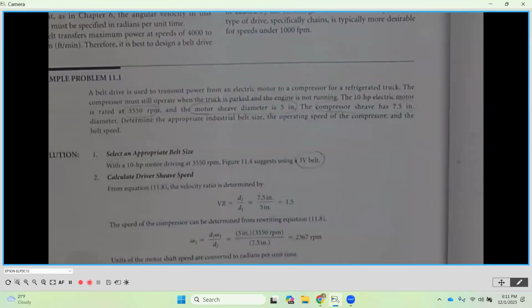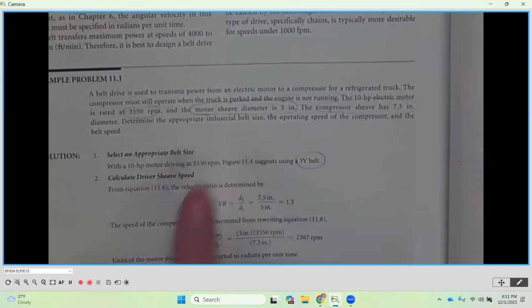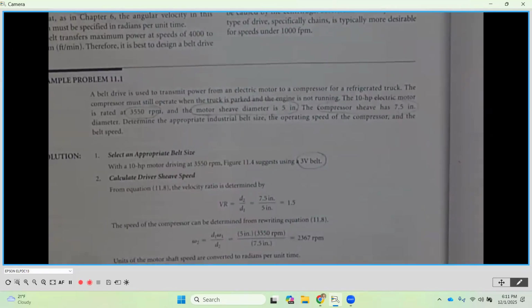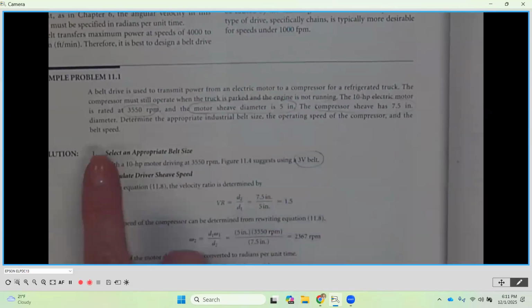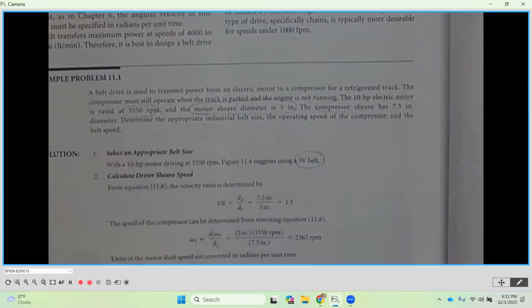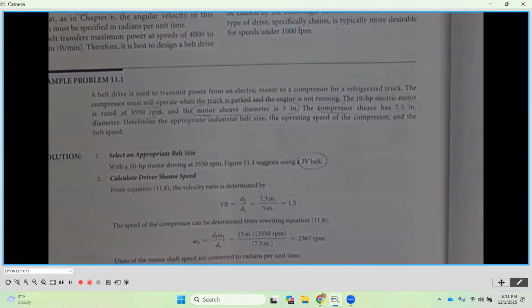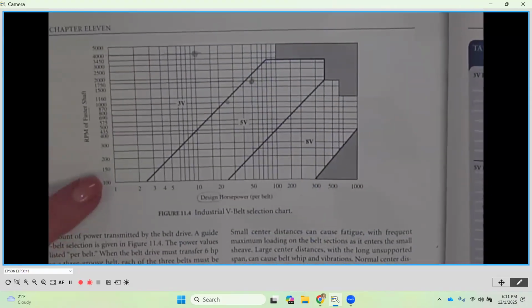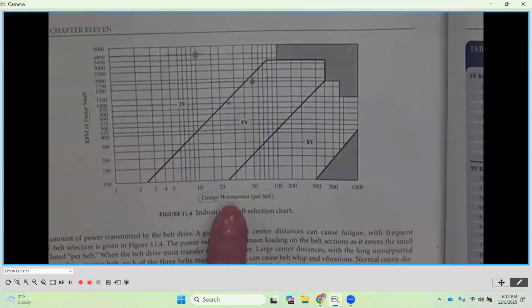The compressor sheave, which is the output, is 7.5 inches in diameter. Determine the appropriate industrial belt size, the operating speed of the compressor, and the belt speed. So first of all, to select the appropriate belt size, we'll be looking at figure 11.4. We're going to need to know what the horsepower is of our application and what the faster RPM on the shaft is.